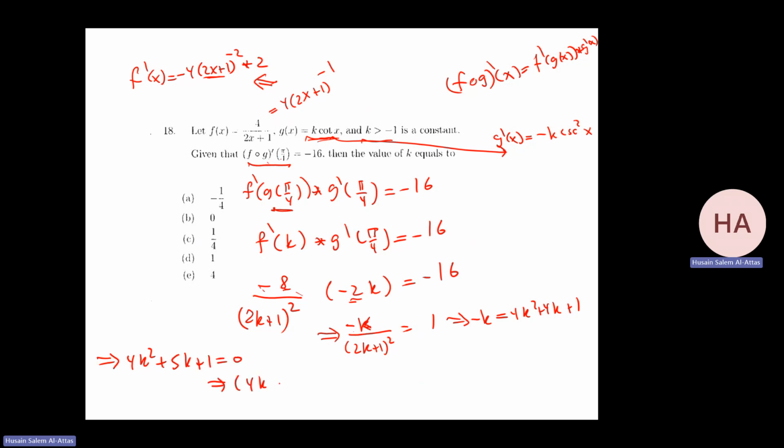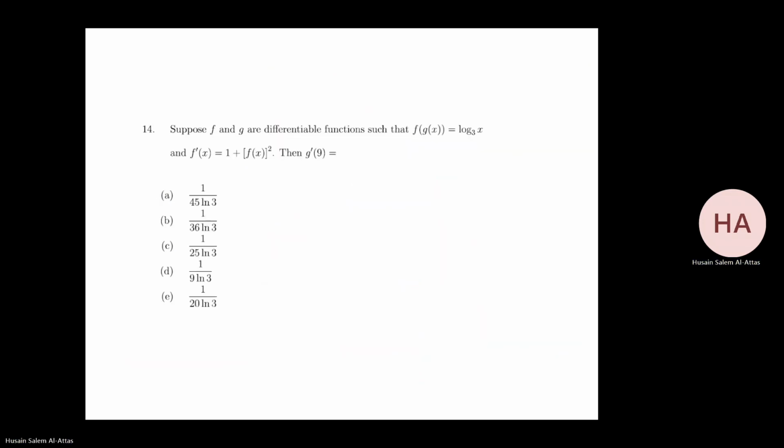So I have (4k plus 1)(k plus 1) equals 0, is it? This is 1, k plus 4k, 5k, yes. So I have k equal minus 1 over 4, or k equal minus 1. This is rejected. Why? Because he said k greater than minus 1. So my answer is minus 1 over 4. Yeah, the next one needs the derivative of the log, so I will do it later.